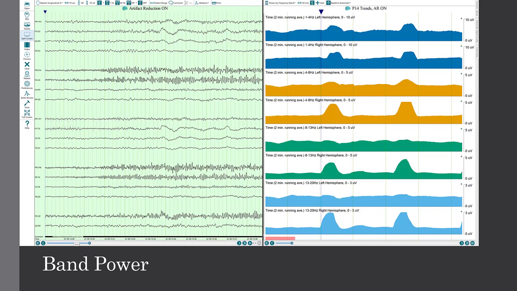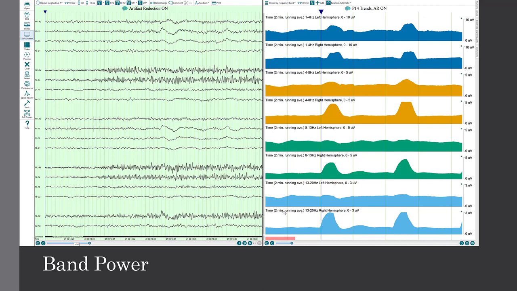So one of the things you can do with FFT power is, again, add those bins up to create delta, theta, alpha, beta ranges. And here we're doing that looking at left hemisphere and then right hemisphere. So the blue is delta, then we go to yellow for theta, green for alpha, and then light blue for beta. And here we are at the onset of a seizure. Since at the onset here we have higher frequencies on the right, we can see the right hemisphere 13 to 20 hertz beta is increasing. Now this is averaged over 2 minutes.